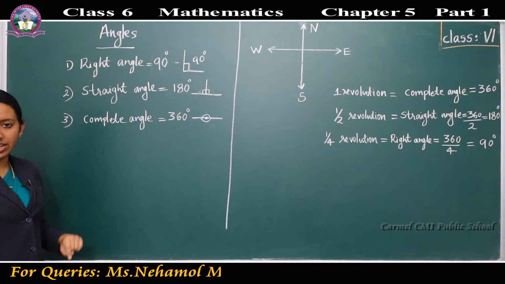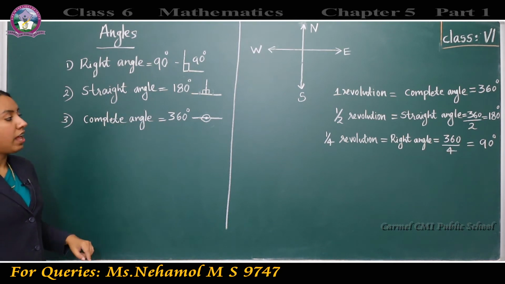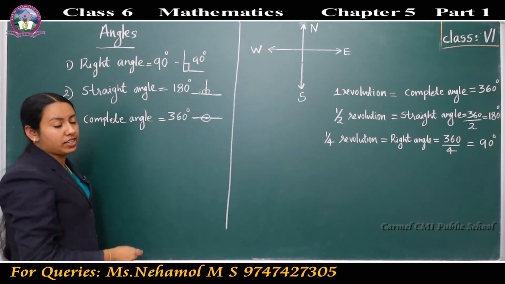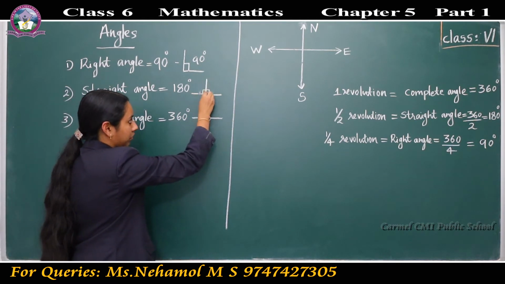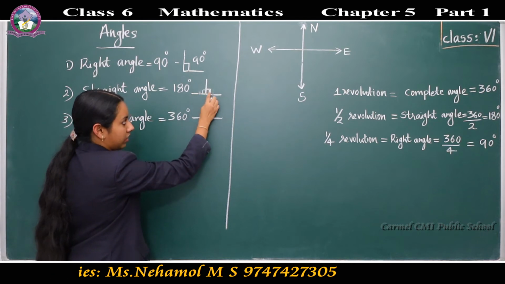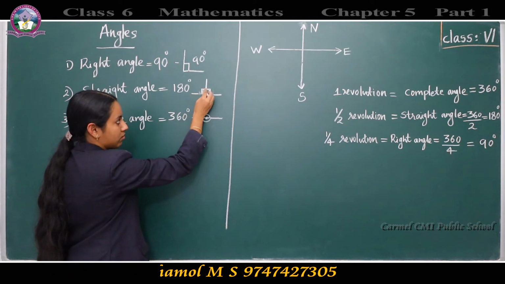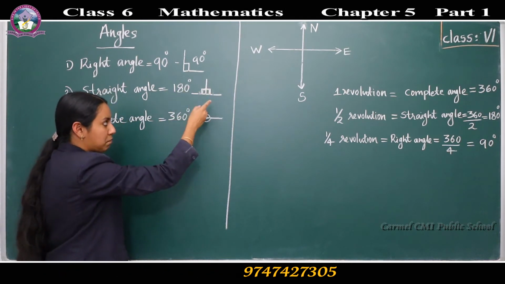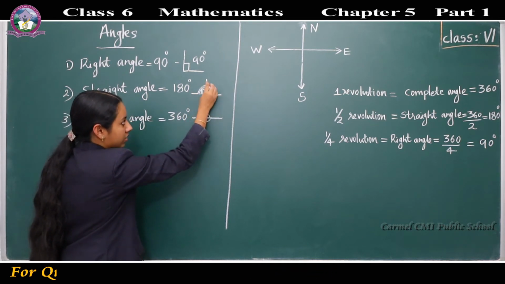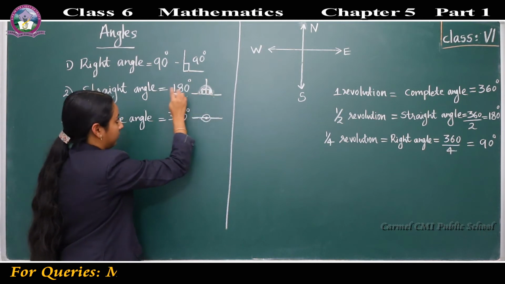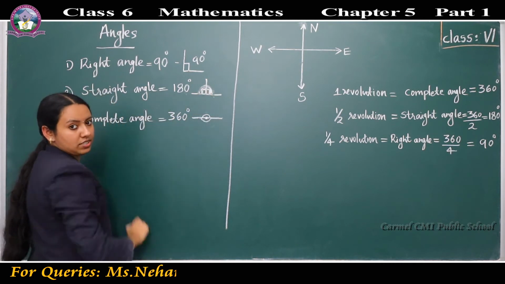Second one straight angle. What is a straight angle? An angle of 180 degree is known as a straight angle. That means we know that here it measures 90 degree and here is also 90 degree. 90 plus 90, this angle is known as a straight angle which measures 180 degree.